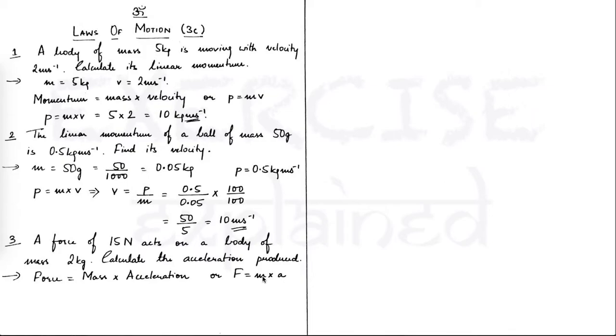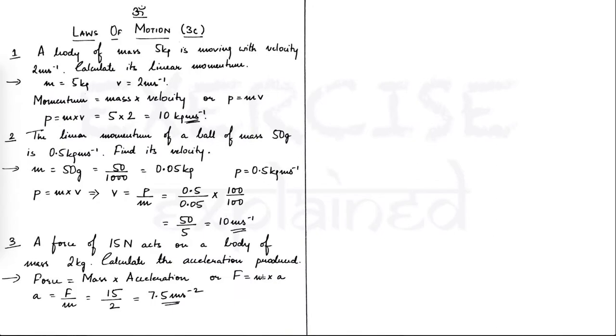So from this formula I can write a is equal to F by m. So a happens to be F by m. So that is 15 by 2. That happens to be 7.5 meter per second square. So the acceleration happens to be 7.5 meter per second square.